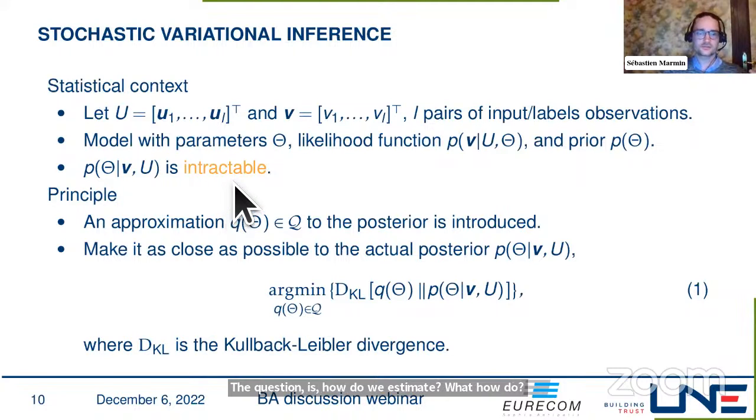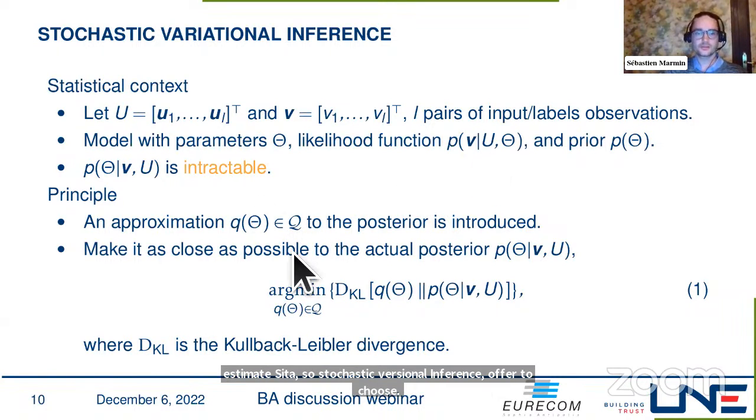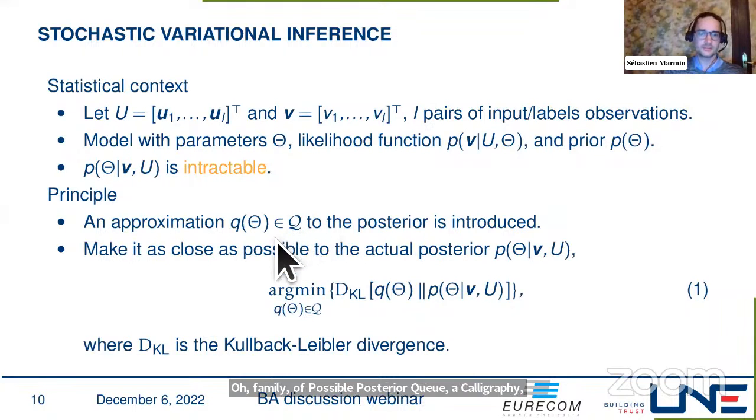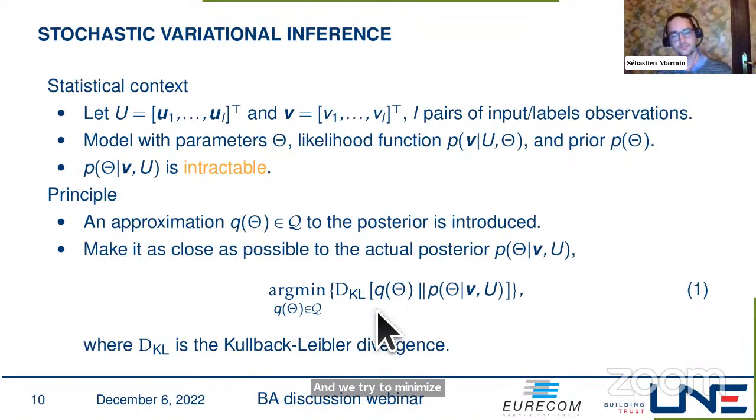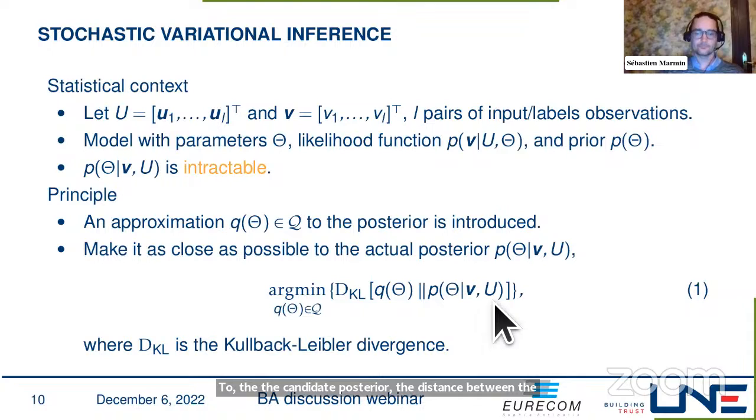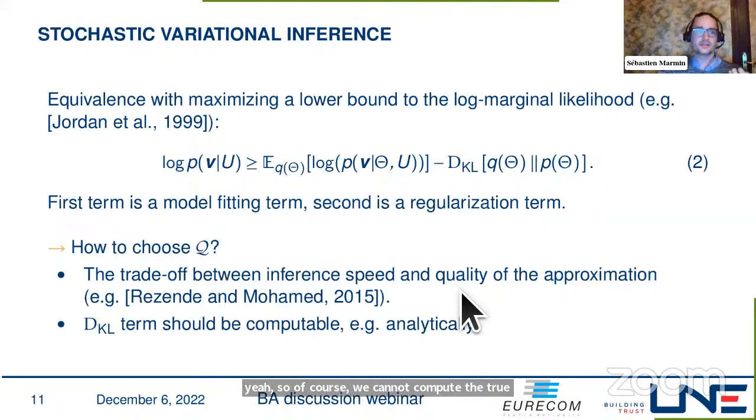So stochastic variational inference offers to choose a family of possible posteriors, a calligraphic Q, and we try to minimize the distance between the candidate posterior and the true posterior. Of course we cannot compute the true posterior, but the main point of variational inference is that this minimization of distance is equivalent to the maximization of a lower bound of the log marginal likelihood.